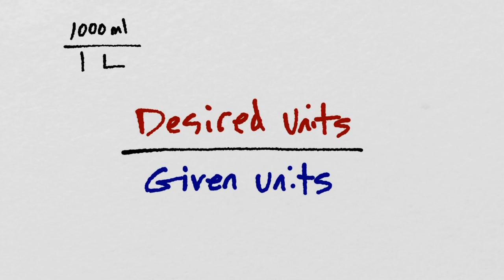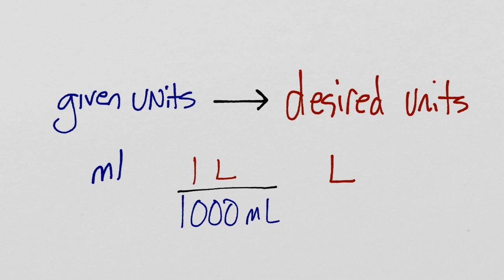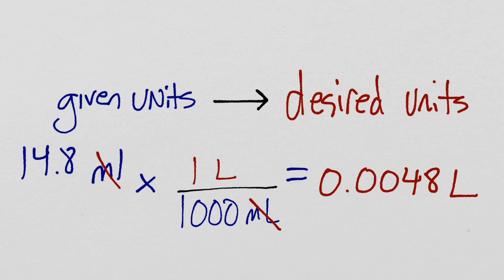So our conversion factor here, since we were given milliliters, we want that to be on the bottom of our conversion factor. So we'll use it just like this. Now let's imagine that we have some number like 14.8 milliliters, and we want to know how many liters that is. Well, the reason we want our conversion factor to have our given units on the bottom is so that when we multiply our given value by our conversion factor, you can see that our milliliter units will cancel out, and what will be left is the units that we wanted. And the answer in this case would be 0.0148 liters.